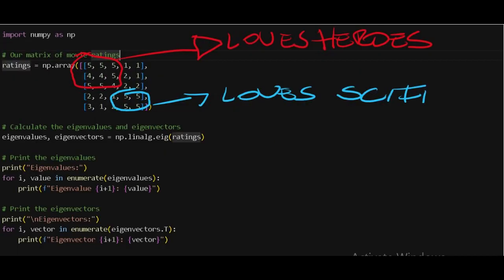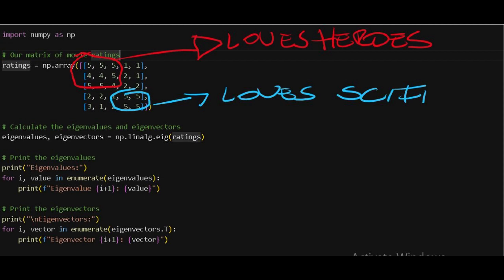Next, in this code snippet, we are analyzing a matrix of movie ratings. The matrix represents ratings given by 5 viewers for 5 different movies. Specifically, we have 3 hero movies and 2 sci-fi movies. We begin by importing the necessary libraries and initializing the movie ratings matrix using Numpy. Each value in the matrix corresponds to a viewer's rating for a particular movie on a scale from 1 to 5.